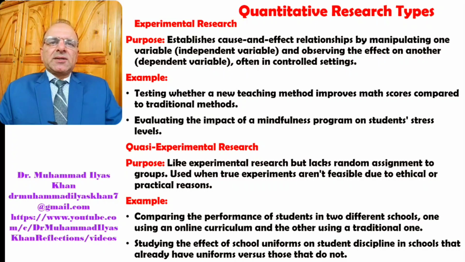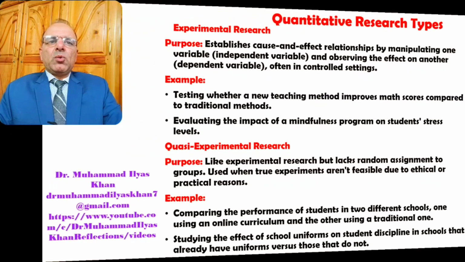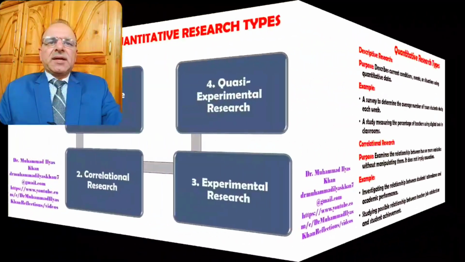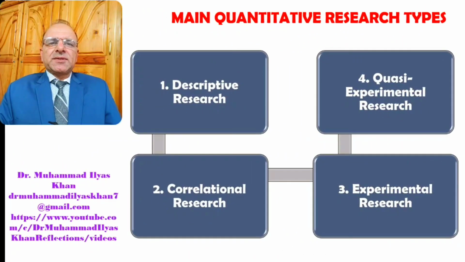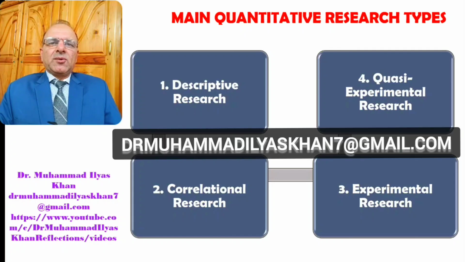To summarize, quantitative research has these four main types: descriptive research, correlational research, quasi-experimental research, and true experimental research. All of these main types of quantitative research then have subtypes or subcategories, and we have lectures on all those available on this channel.